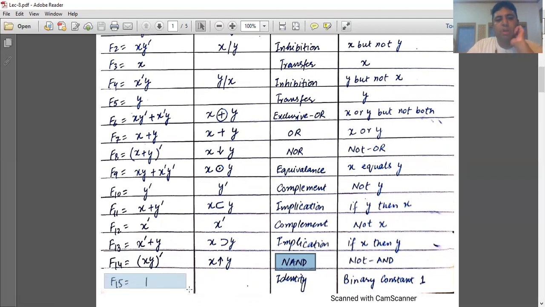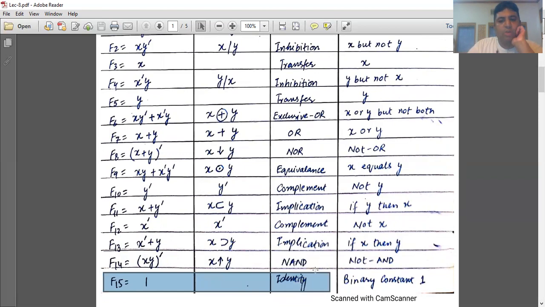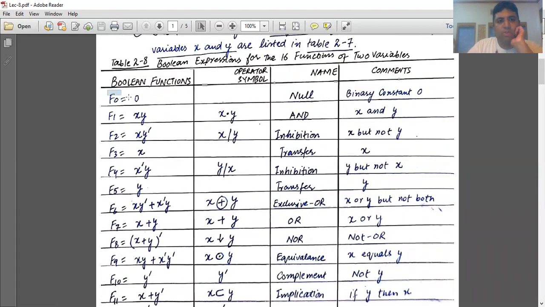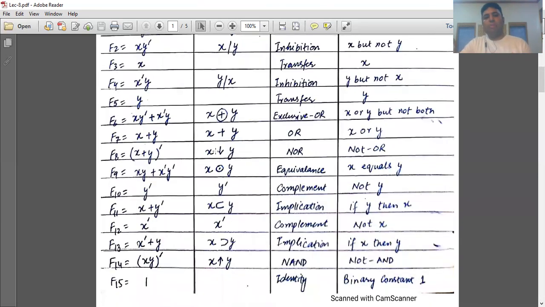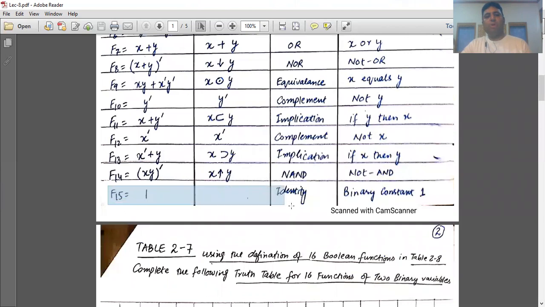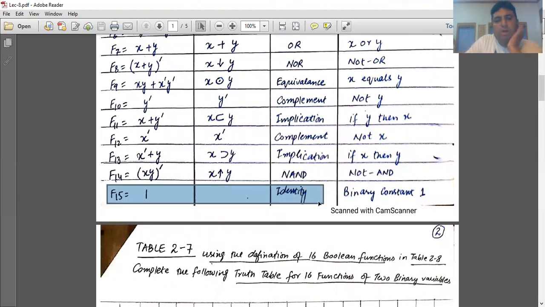And F15 is 1, just like the first function F0 is equal to 0. You give 0 input to a gate input. You can also give one, a high input, to a gate input, which is identity.